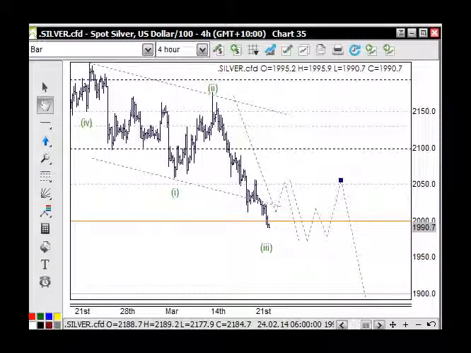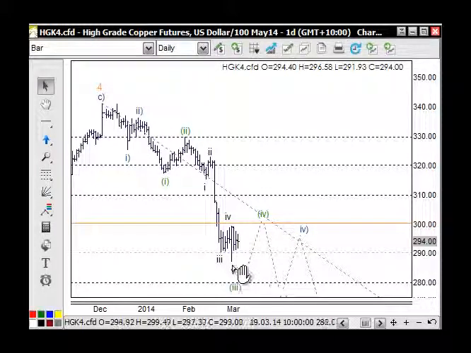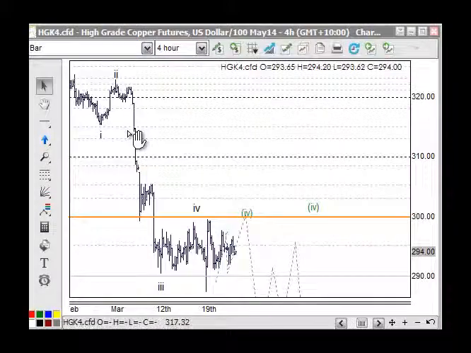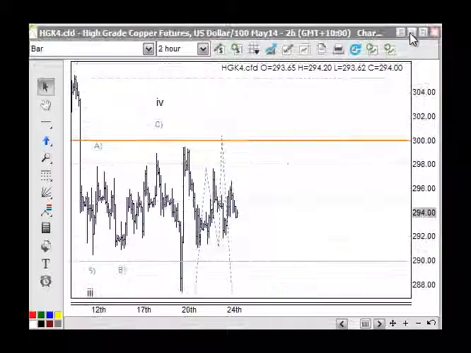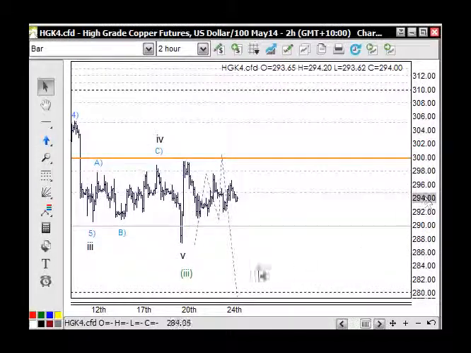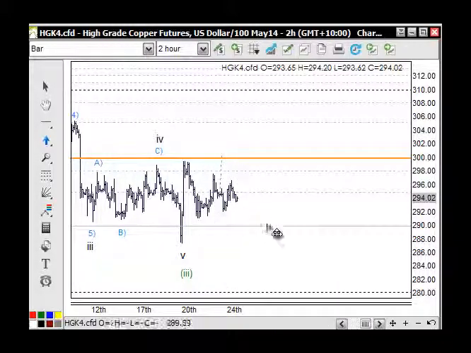The copper market, no real change here. Still looking at wave 4 in green through here. If we drill in through here, this is sort of where we're looking at here. I'll just drill in a little bit further here. This is where we're looking at here. If I can just clean some of this up here, basically we're looking at an A wave, a B wave, and a C wave moving back up into this area, and then a move down through here.